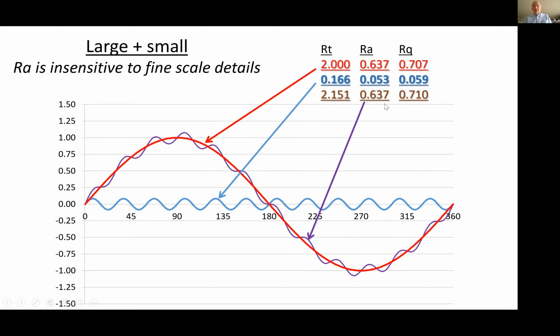Now, the little wavelength, let's say we're making a surface that's glossy or matte. This could be the part that makes it matte. That could be what we're interested in. And RA isn't going to help us at all in distinguishing those two. So anyway, there's a little example.